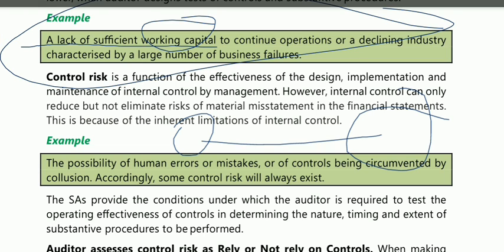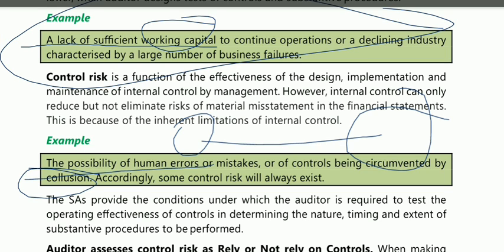An example is given: the possibility of human errors or mistakes, or of controls being circumvented by collusion. So there is a possibility that some human errors may lead to misstatement. Also, if there is collusion among outsiders, or the management itself is committed to fraud, the controls will fail, and the report given on that basis will itself be wrong. That is why the audit risk cannot be eliminated, it can only be reduced. Accordingly, some control risk will always exist. They are saying that some level of control risk will always exist, but still the auditor should try his best to reduce the control risk as much as possible.